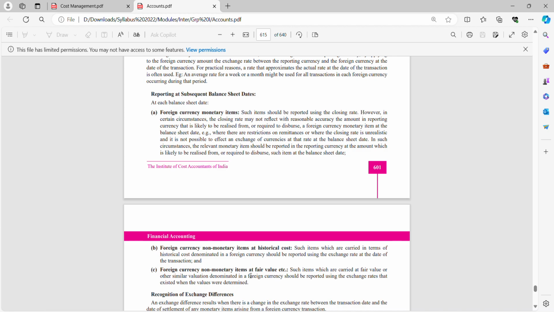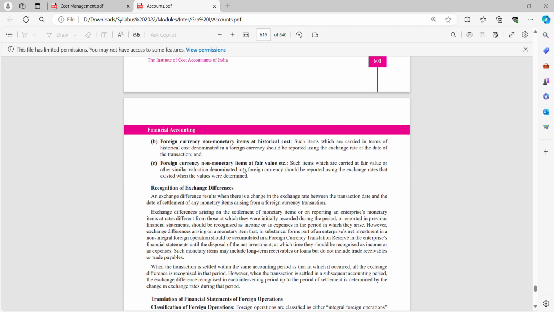If you give me a watch worth 10,000 rupees instead of 10,000 rupees as my fees, the income tax department will say, okay, what is considered as your fees? We will find out the fair value, that is, the market value of the fees, and accordingly we will charge you for taxation. So that way, non-monetary items at fair value, non-monetary items at historical cost. Here it is monetary items.